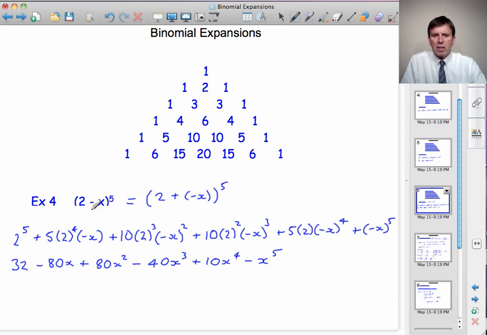If there's a minus sign between the two terms, the signs will alternate. If there's a plus sign between the terms, all the terms will be positive. And that brings us to the end of the first part of this lesson.